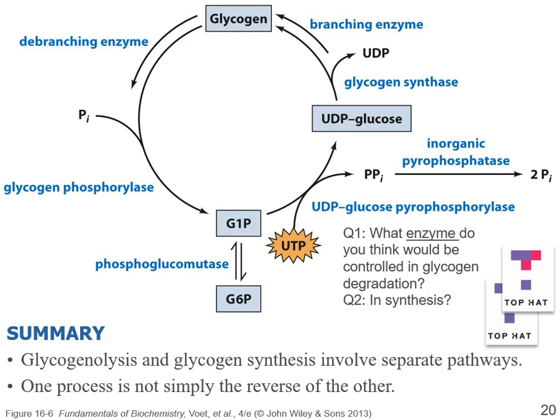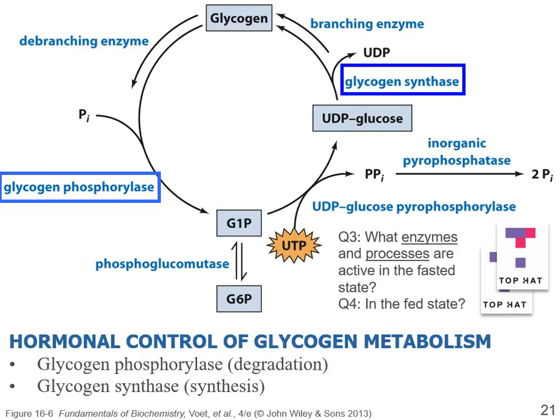So at this point, since you're watching this, you will have done your top hat quiz. So what we want to do is we want to talk about how these pathways are controlled. So the question I asked you is, what enzymes do you think would be controlled in degradation and in synthesis? So here are our answers. We're going to control the glycogen phosphorylase in the degradation process and the glycogen synthase in the synthetic process. So all of these other enzymes are important and needed, but they're not going to be controlled. So how do we control them?